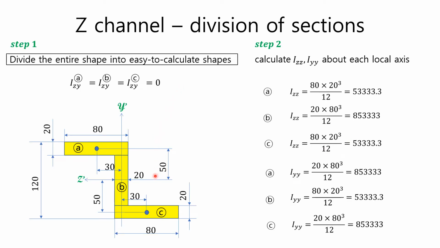As a practical example, let's calculate the second and the product moment of area for an actual Z channel. The first step is to divide the entire shape into easy-to-calculate shapes. Let's divide the channel into three rectangular shapes, A, B, C, as shown in the figure. In the second step, calculate the second and the product moments of area about the local axis passing through each centroid and parallel to the reference axis. The product moment of area of each rectangle is 0 with respect to the axis passing through the centroid.